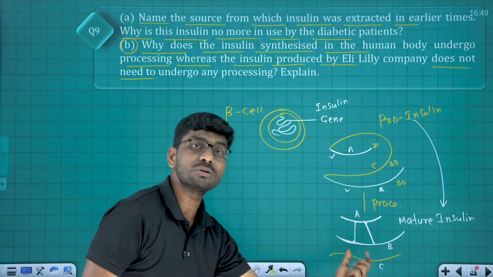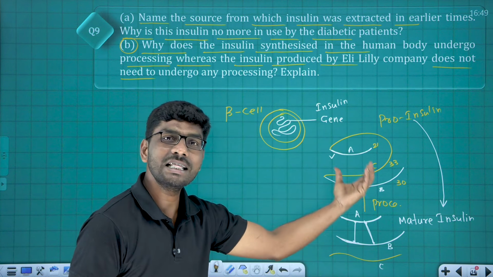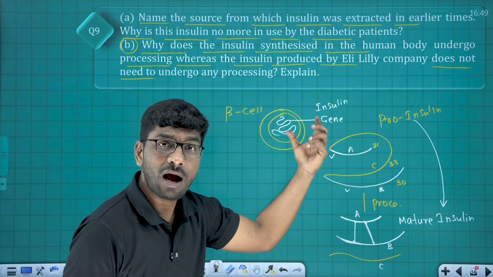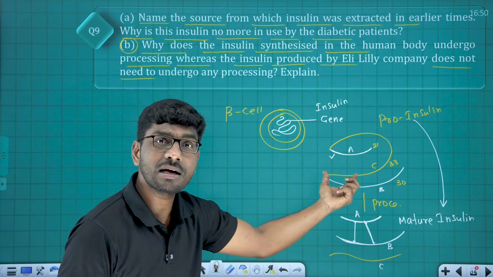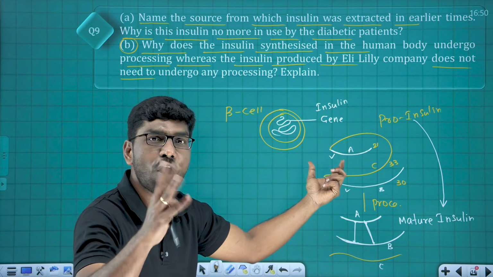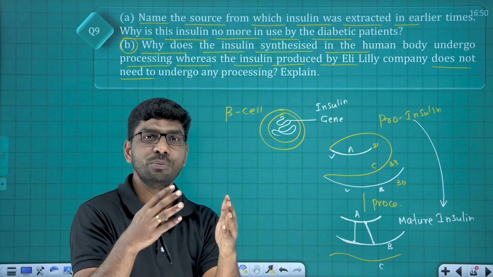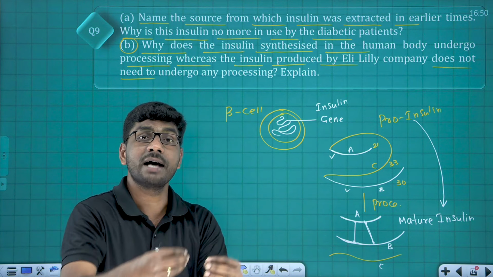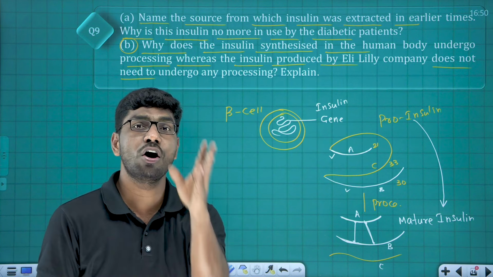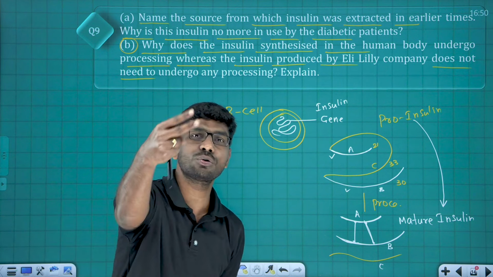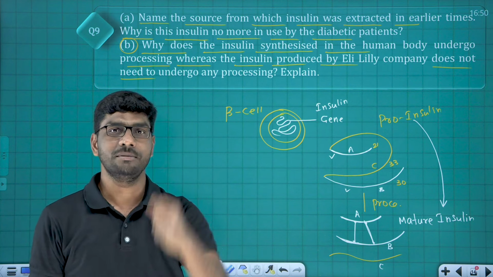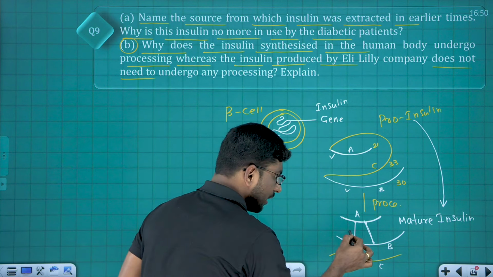Tell me, mature insulin. That is the reason why, in the human insulin, that means artificial Humulin, Eli Lilly company does not need to undergo this process, because the artificial insulin Humulin directly makes mature insulin, which consists of two polypeptide chains, A and B. Between them, what type of bond is it? Remember, the bond name is called what?